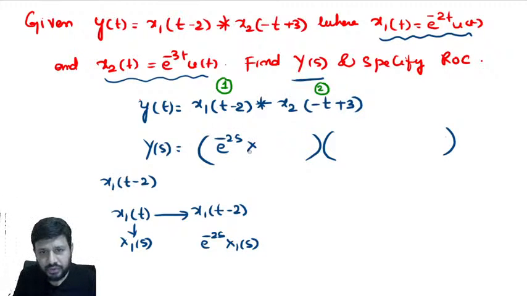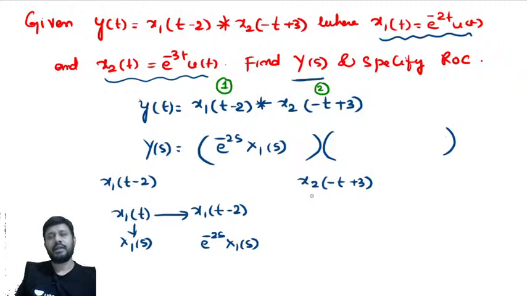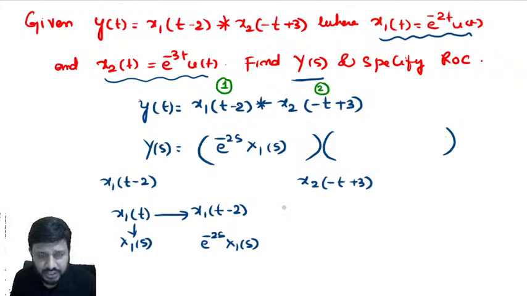E power minus 2s multiplied with X1 of s. I got the Laplace transform for the first signal. Now x2 of minus t plus 3: how to get this? Use first shift then scale. Shifting is there, scaling is also there, no?